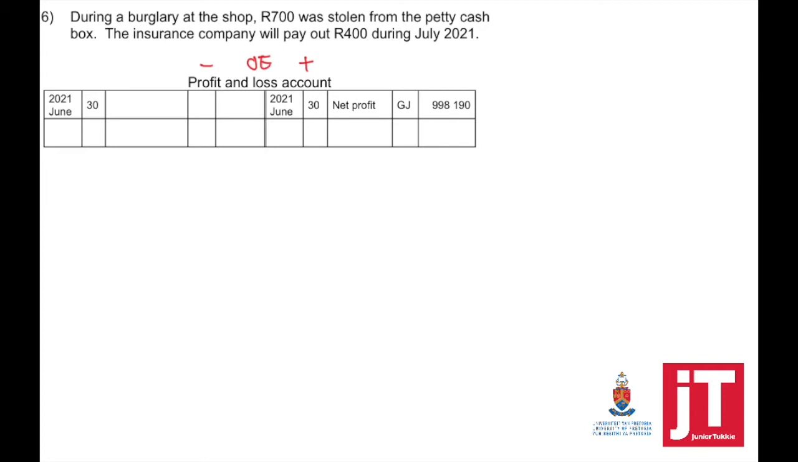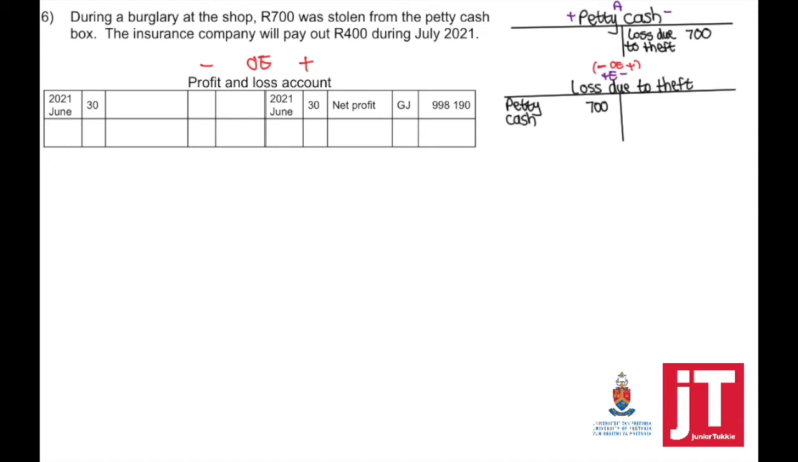Adjustment number 6. During a burglary at the shop, 700 was stolen from the petty cash box. The insurance company will pay out 400 during July 2021. July 2021 is outside of our accounting period, so this is still outstanding. To show the total loss, in other words the 100%, petty cash will be credited with 700. Account debited, loss due to theft.